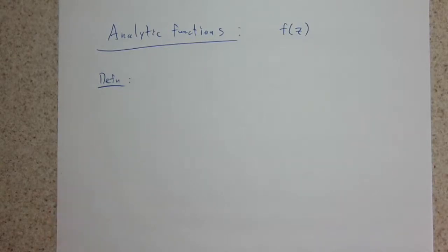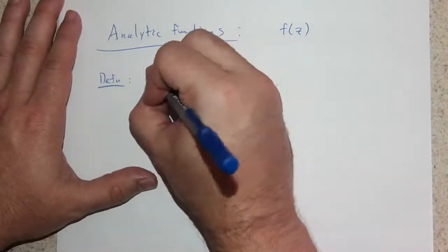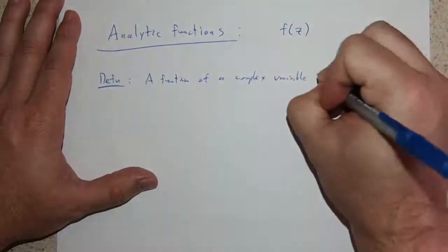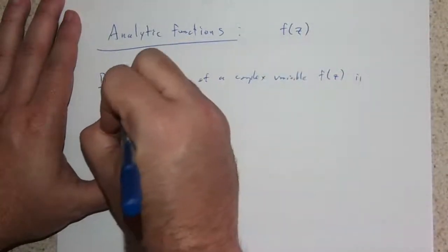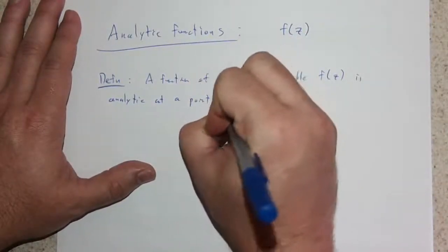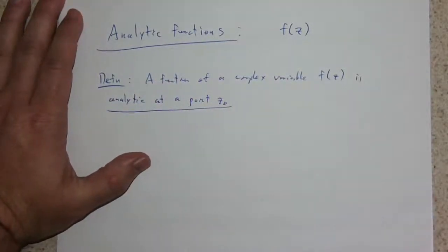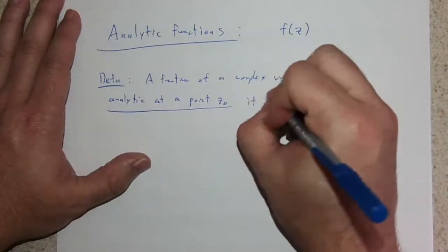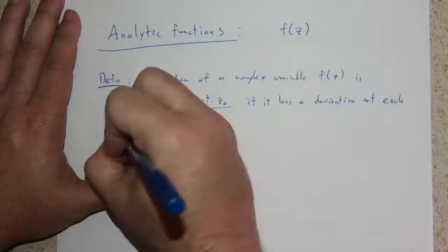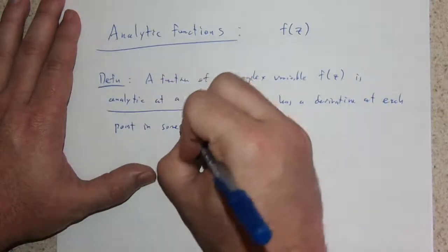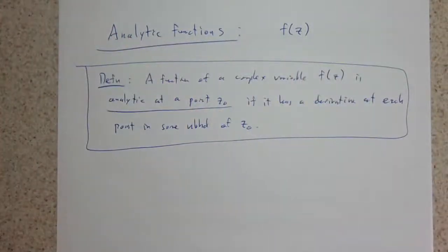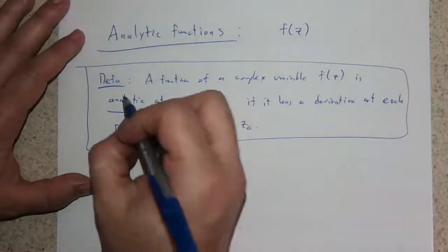So first, I'm going to define what an analytic function is. So a function of a complex variable f of z is analytic at a point z0, okay, if it has a derivative at each point in some neighborhood of z0. Okay. So analytic is the key word here.